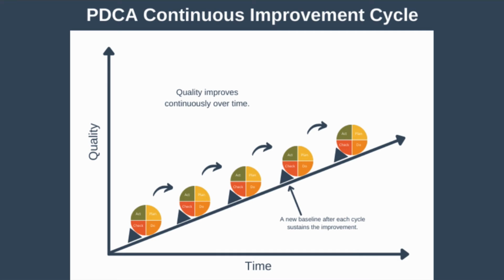Now, remember that the PDCA cycle is a loop. And so once the final step is complete, you re-enter step one again, looking for new ways to improve even further. Doing this creates a virtuous cycle of continuous improvement with each loop of the process bringing you closer to your ultimate goal. A new baseline after each cycle sustains the improvement, allowing each cycle to build on the previous cycle, so quality improves continuously over time.